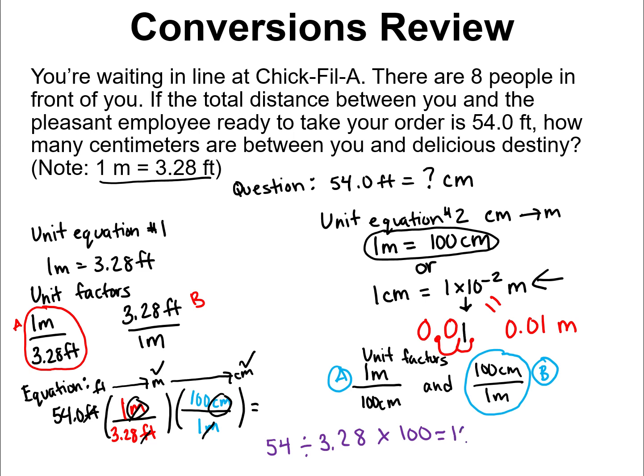So that's what I got from my calculator, answer 1646.34. But we have to worry about sig figs. 54.0 feet. How many sig figs does that have? It's got 3. So what's our answer to 3 sig figs?